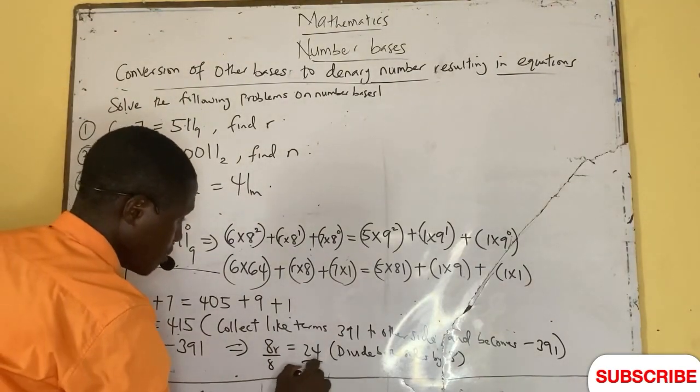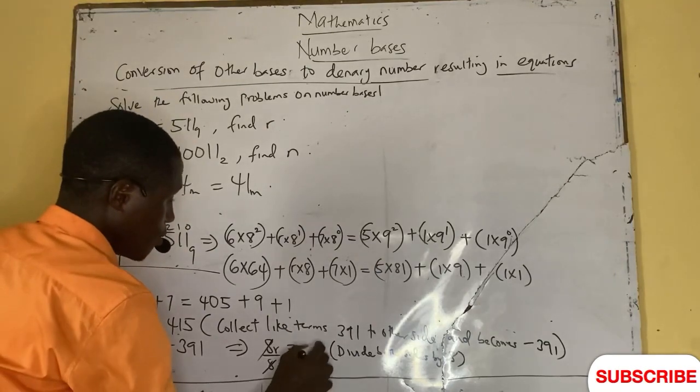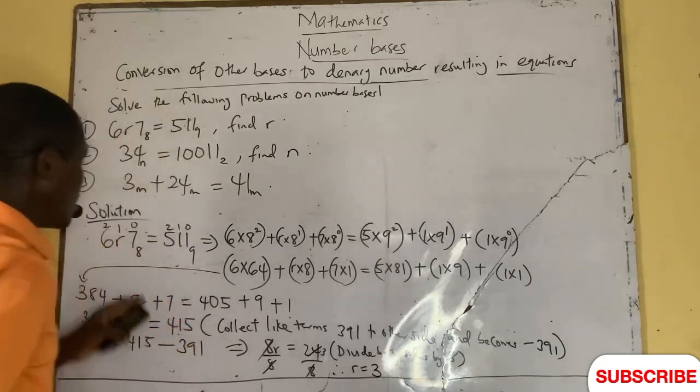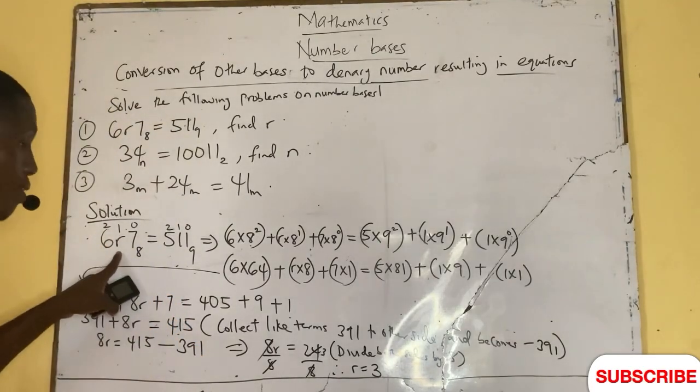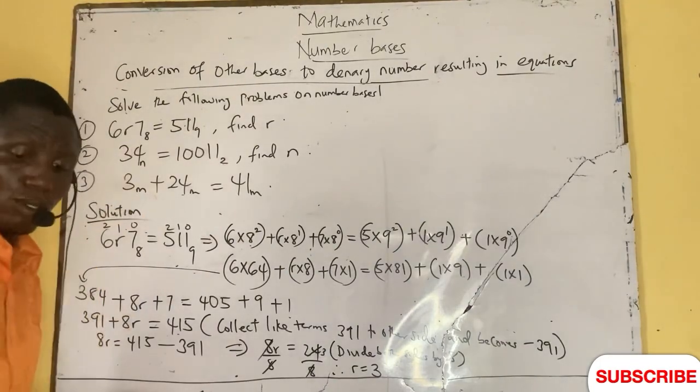So 8 divided by 8, this one cancels this. 8 into 24, we have 3. Therefore, r is equal to 3. So meaning that the missing number here, which is r, is equal to 3. So the r is base 3. So I believe we get that one.